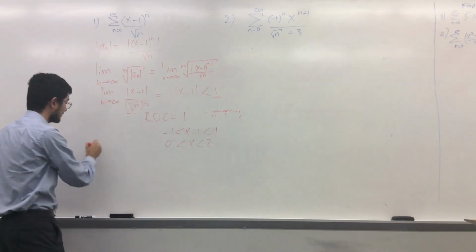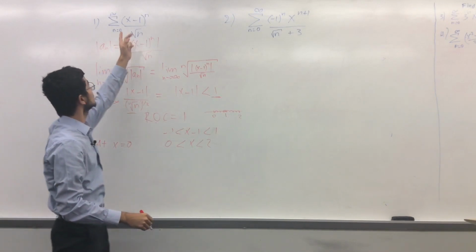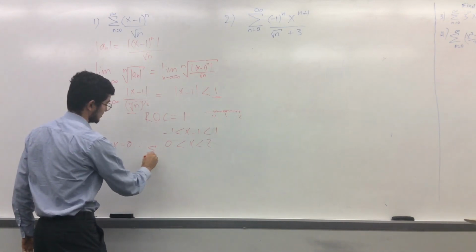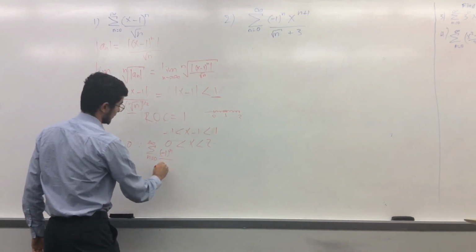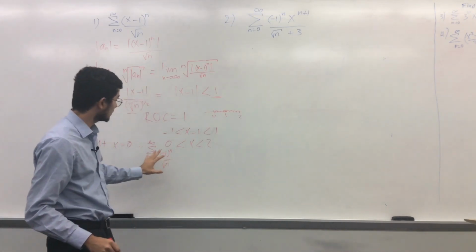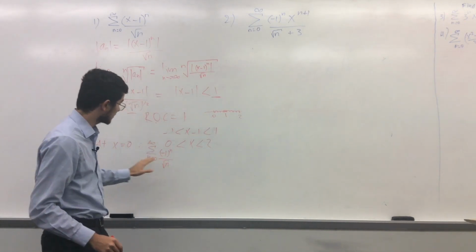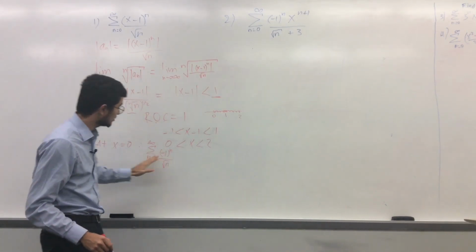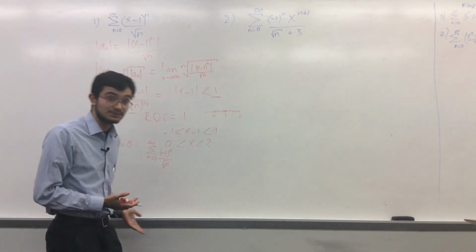In order to do that, we say that at x equals 0, we substitute x with 0 over here, and we get the sum from n equals 0 to infinity of negative 1 to the power of n divided by root n. And as you can see, this is an alternating series. Because if you didn't have the alternator, negative 1 to the power of n, it would just be a p series with p less than or equal to 1, which means that it will diverge.